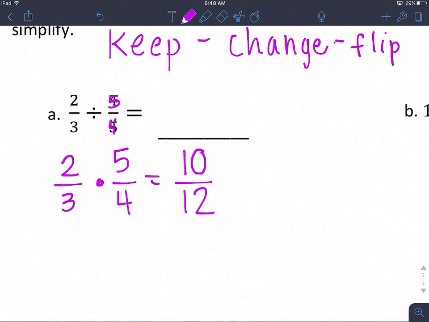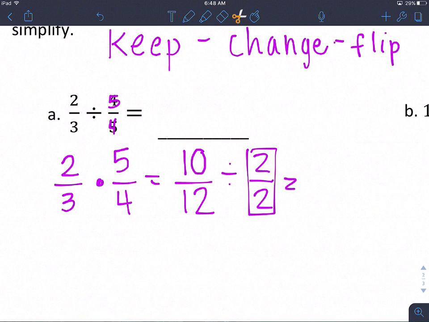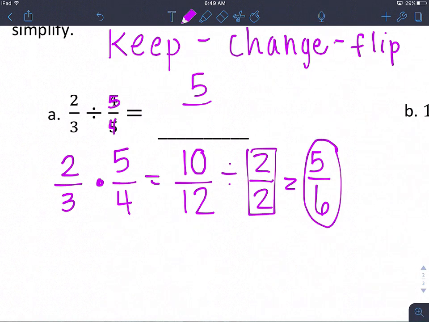Now we have to remember that we need to try to simplify if we can, and I know that these are both even, so they both are divisible by 2. So I'm going to divide both numerator and denominator by 2. 10 divided by 2 is 5, and then 12 divided by 2 is 6. And that's as simplified as it gets. So my answer is 5/6.